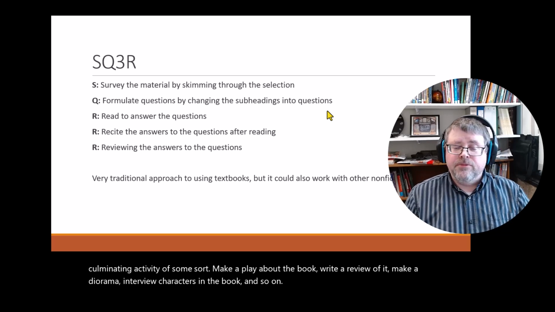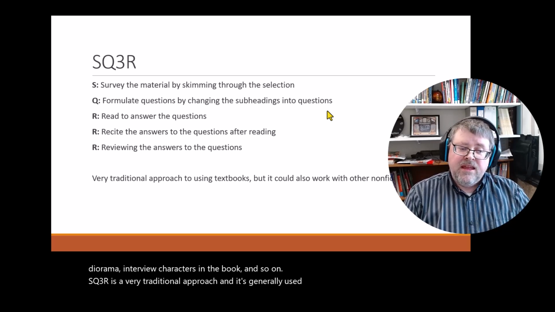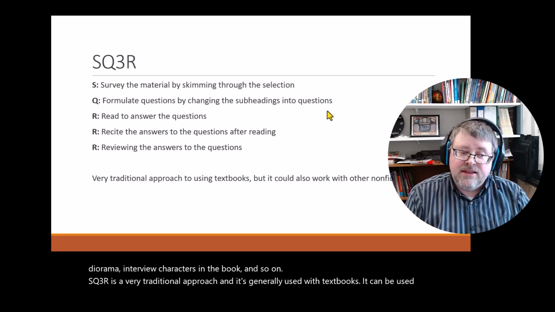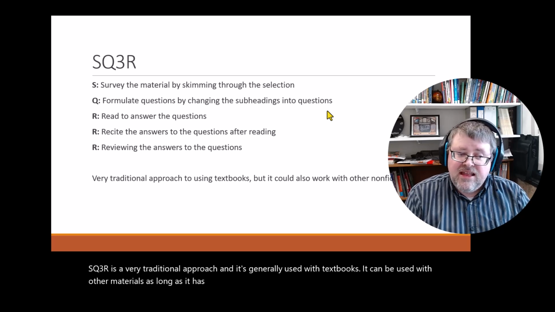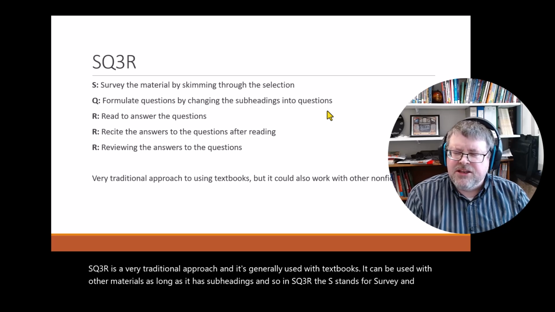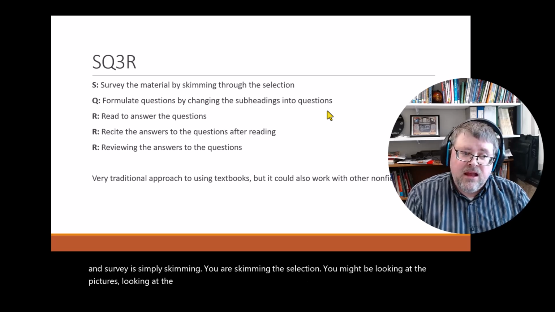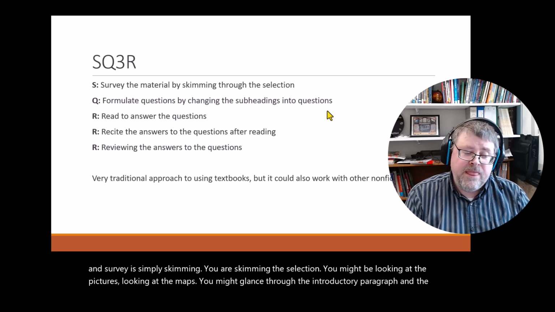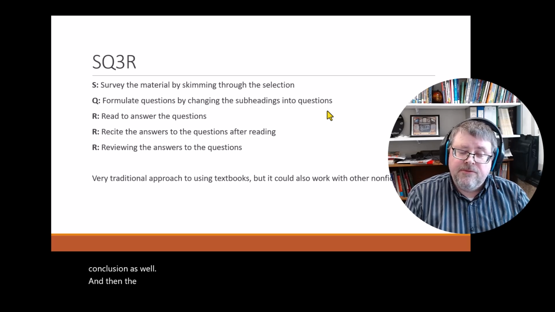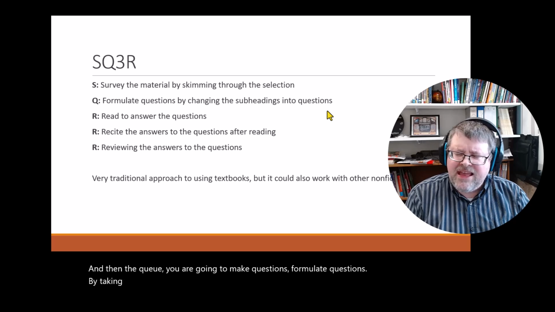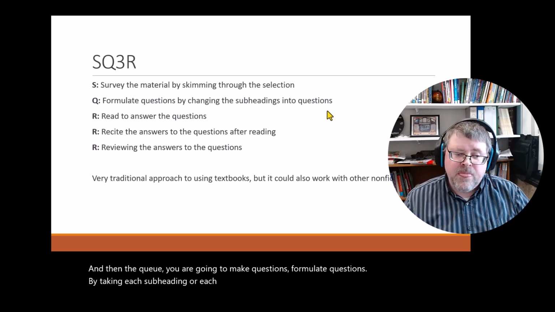SQ3R is a very traditional approach, and it's generally used with textbooks. It can be used with other materials as long as it has subheadings. And so in SQ3R, the S stands for survey, and survey is simply skimming. You are skimming the selection. You might be looking at the pictures, looking at the maps. You might glance through the introductory paragraph and the conclusion as well. And then the Q, you are going to make questions, formulate questions by taking each subheading or each heading in the selection and turn it into a question.